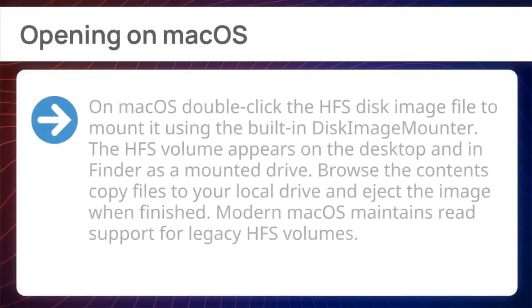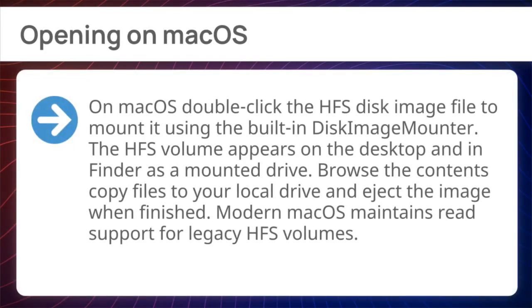First, opening on macOS. On macOS, double-click the HFS disk image file to mount it using the built-in disk image mounter. The HFS volume appears on the desktop and in Finder as a mounted drive. Browse the contents. Copy files to your local drive and eject the image when finished. Modern macOS maintains read support for legacy HFS volumes.